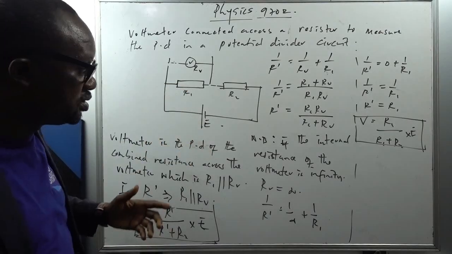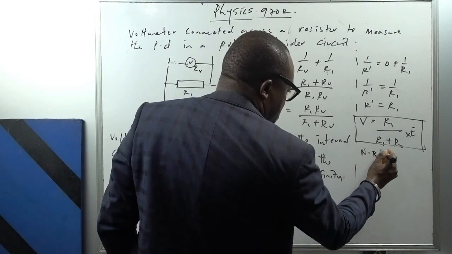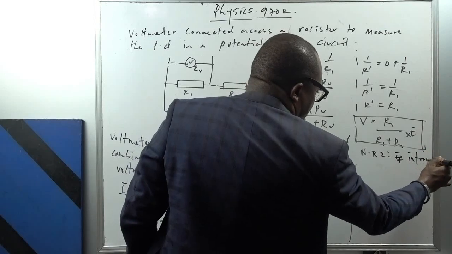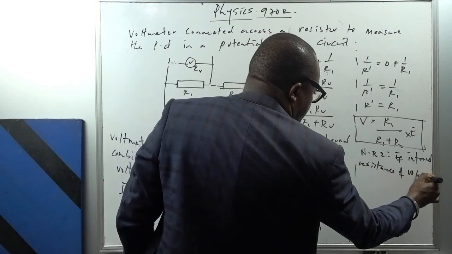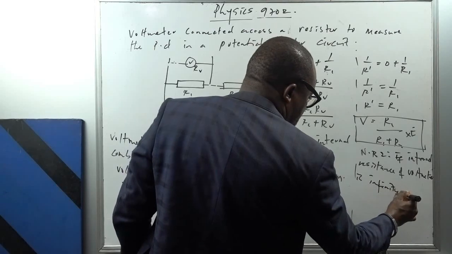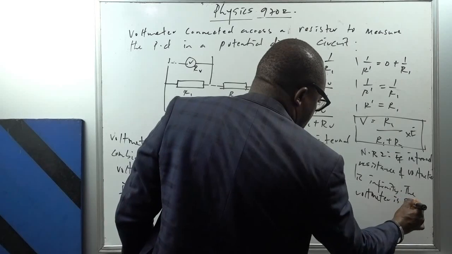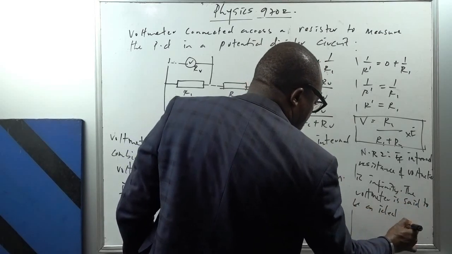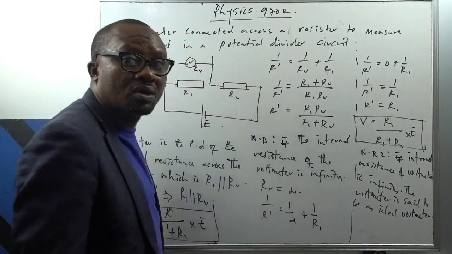So note, this means that if the internal resistance of the voltmeter is infinity, the voltmeter is said to be an ideal voltmeter. Okay?